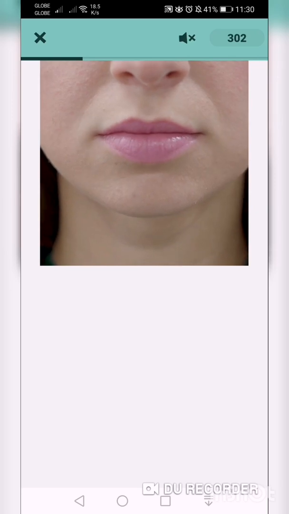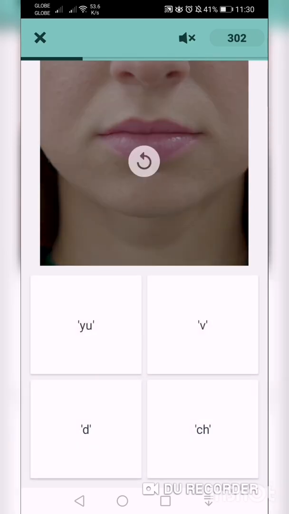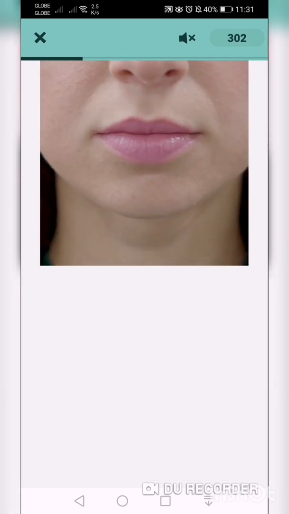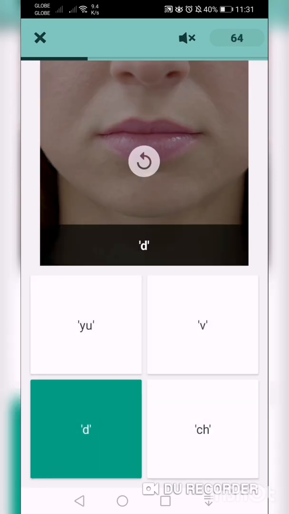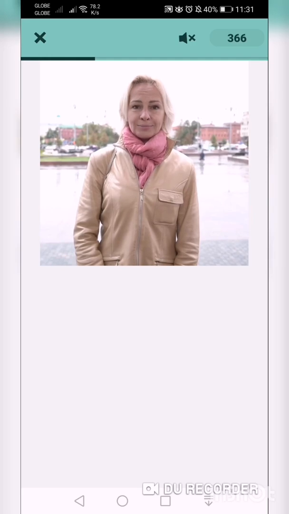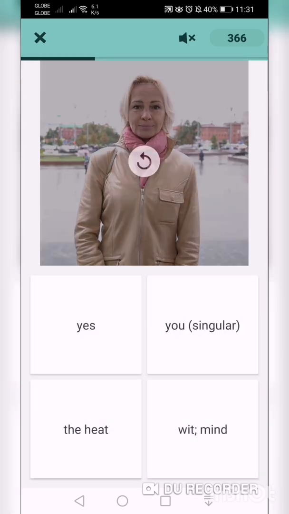Г. See, the good thing about Memrise is that it also shows you the shape of the mouth, the position of the teeth, and how the sound is created, so you can visualize and try to do it yourself as well. So let's look at that again. Д. D. Да. Da. Yes.